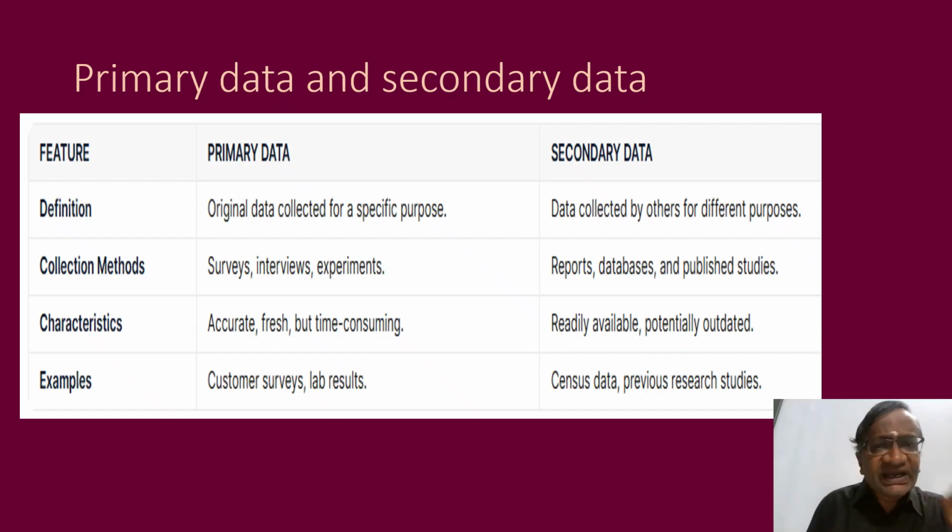There is something called primary data and secondary data. Primary data is the original data collected. That is what we are more interested in. We are doing experiments, surveys, interviews. Experiments means we give ondansetron and check whether there is a decrease in nausea and vomiting. This is experimental primary data. It is accurate and fresh, but time consuming. It may take 3 months. There may be lab results also.